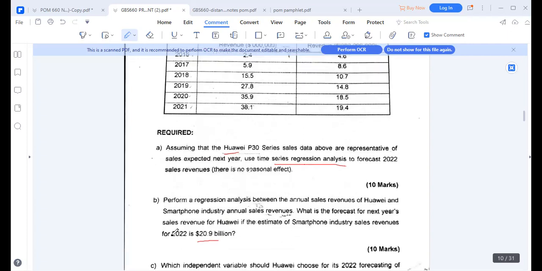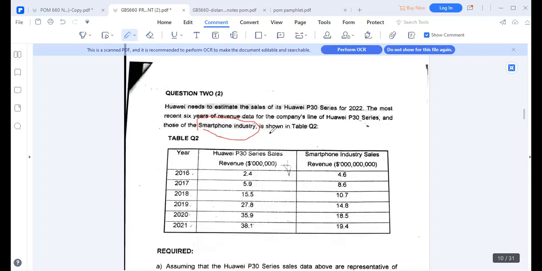The second one, the same: perform another regression analysis between the annual sales revenue of the Howell company and the smartphone industry. So they are now between this and this one. So this is for the second one. Meaning you are supposed to identify between these two which one will be X and which one will be Y.